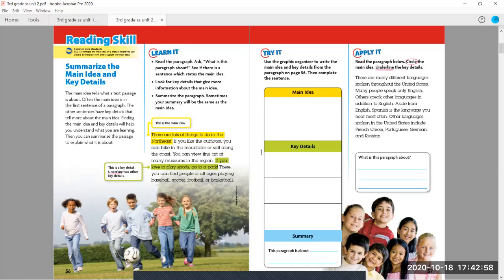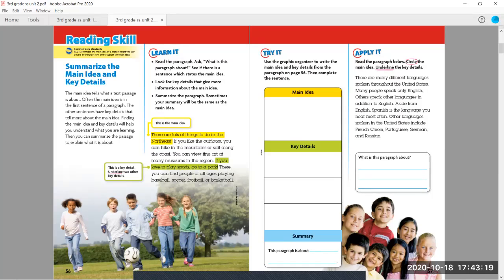So aside from English, Spanish is a language you hear most often, so we would underline that. Other languages spoken in the United States include French Creole, Portuguese, German, and Russian. We would underline that as well. So up here, we were talking about the different languages spoken in the United States. Down here, we listed what those languages are.